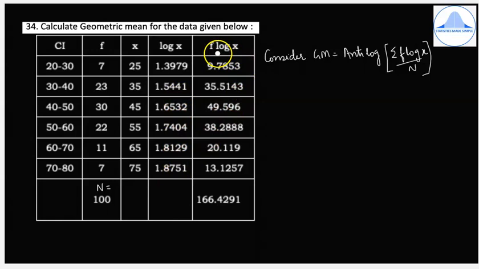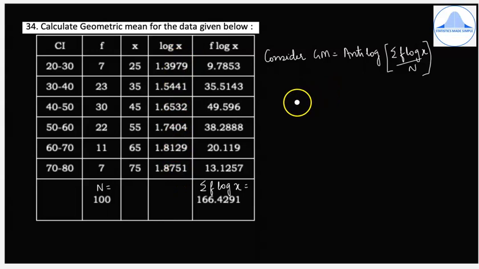Next, we need to find out f log x. How do you find out f log x? It is 7 into 1.3979 is 9.7853. Similarly, 23 into 1.5441 will give us 35.5143. In a similar way, find out f log x for all these class intervals, and we will get summation f log x as 166.4291. Now remember to always take 4 places after the decimal for the log to get a more accurate answer.